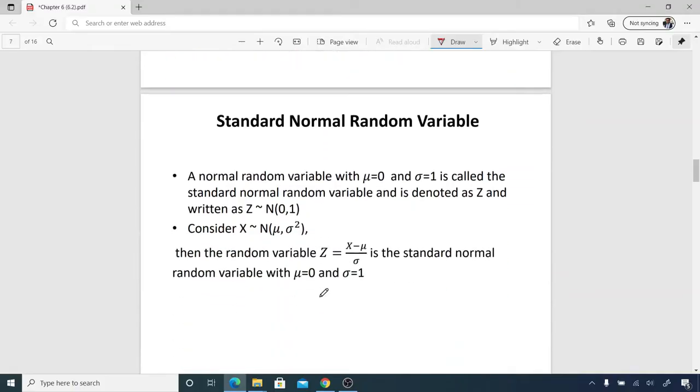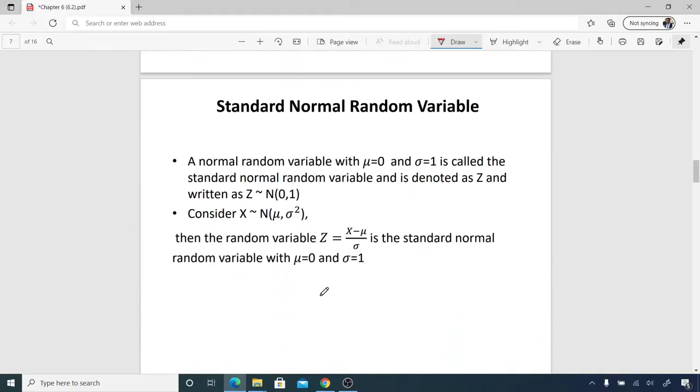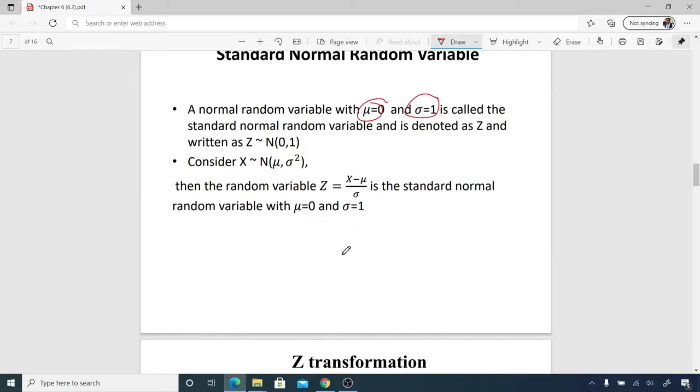All right, so just to continue here, if the mean mu equals 0 and the standard deviation is 1, this is known as the standard normal random variable, and it's denoted by z. We write it as normally distributed with mean 0 and variance 1.